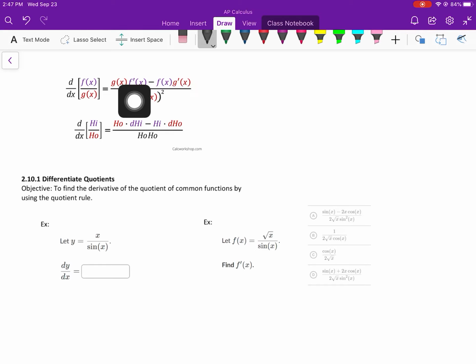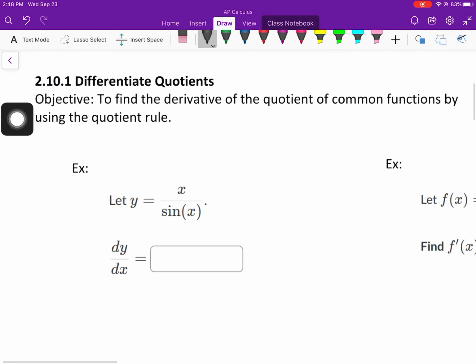That's why I taught you to write it G times F prime and F times G prime, just to help us stay consistent for the quotient rule. That way, if you know one of them, you can easily come up with both. And then on the bottom is G squared, not G prime squared, but G squared. And it is a minus sign in between there. So let's take a look at this one.